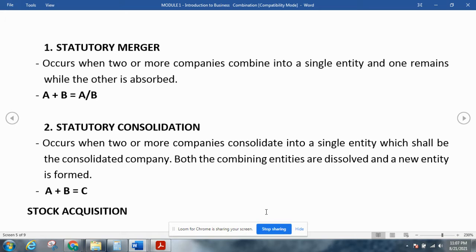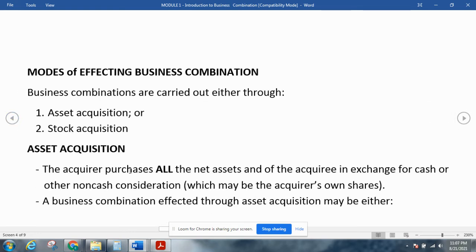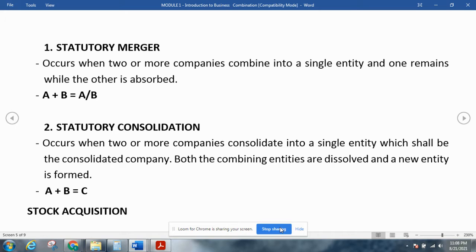Another one is statutory consolidation. Both of these are under asset acquisition. For statutory consolidation, this is when two or more companies combine into another single entity. Both combining entities are dissolved and a new entity is formed. In a simple illustration, company A plus company B is equal to company C. Neither of the combining entities remain existing. They are consolidated into a new form of entity.